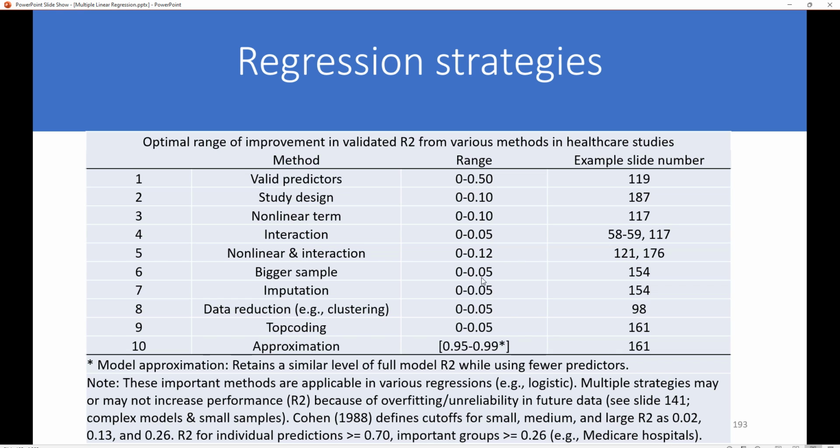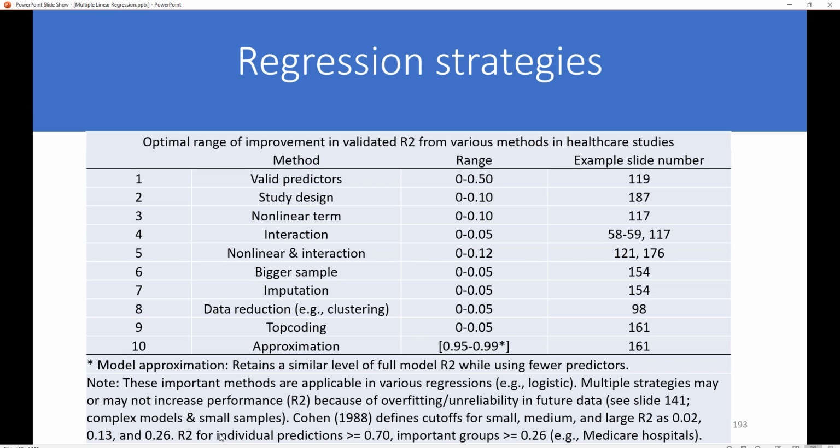For example, logistic. All of these techniques you can again use in various types of regression. You're not just limited to an ordinary least squares regression like we've covered. It's also important to note that multiple strategies may or may not increase performance because of overfitting and unreliability in future data. You can see slide 141 to take a look at an overly complex model and the issue with small samples. Cohen defines cutoffs for small, medium, and large R square as 0.02, 0.13, and 0.26.